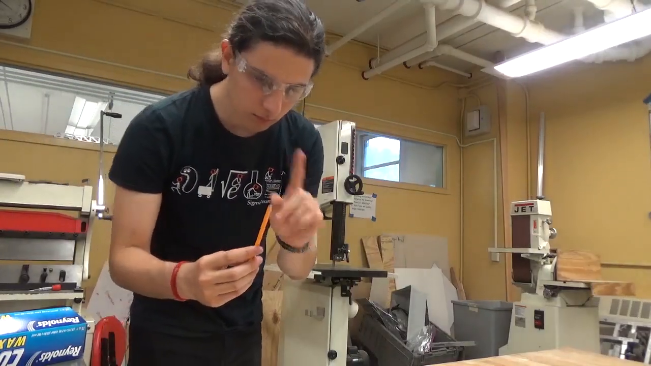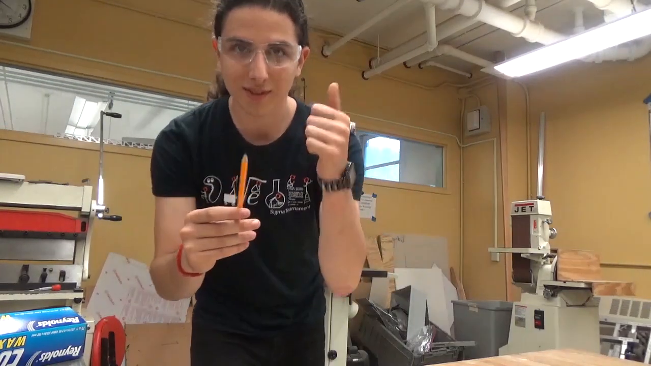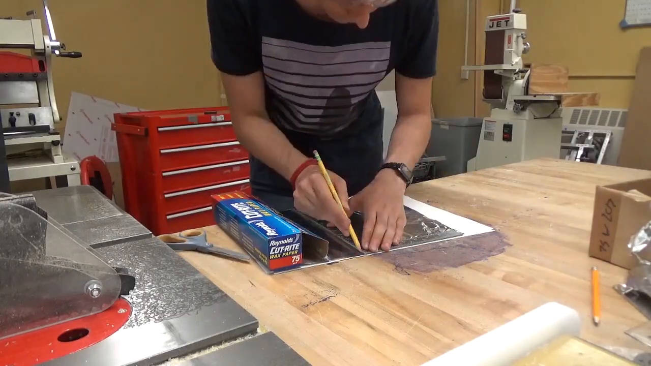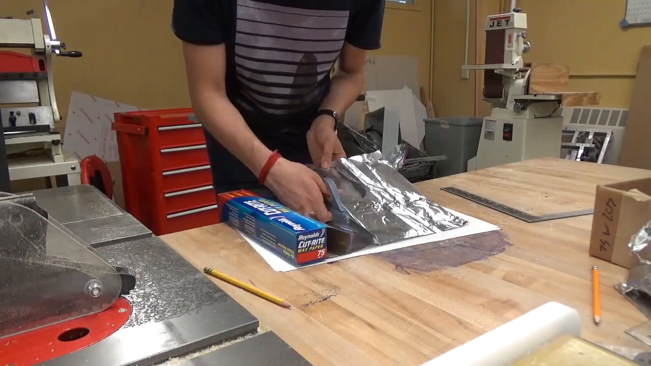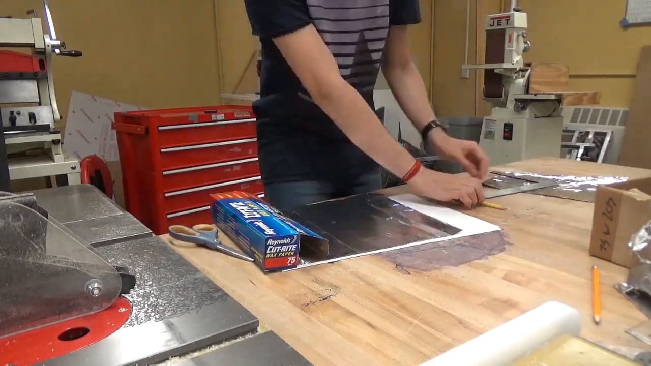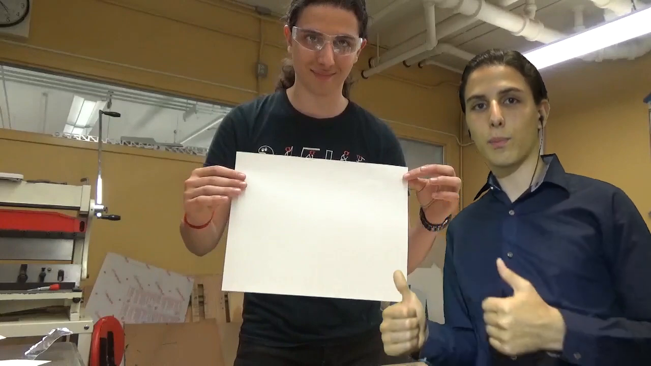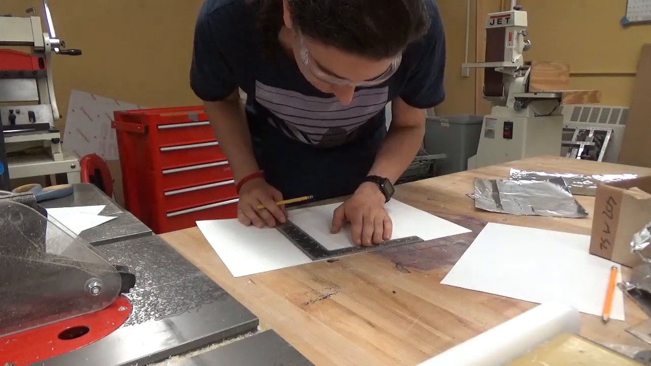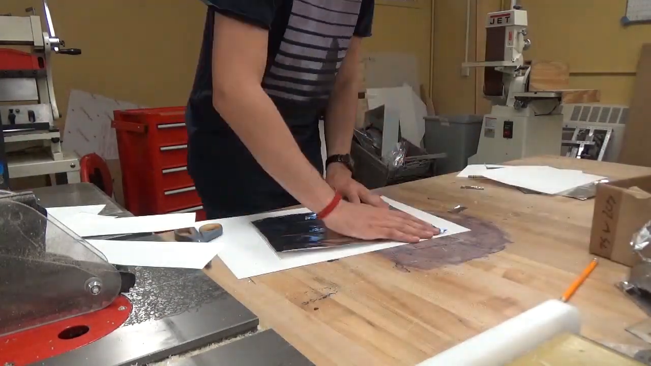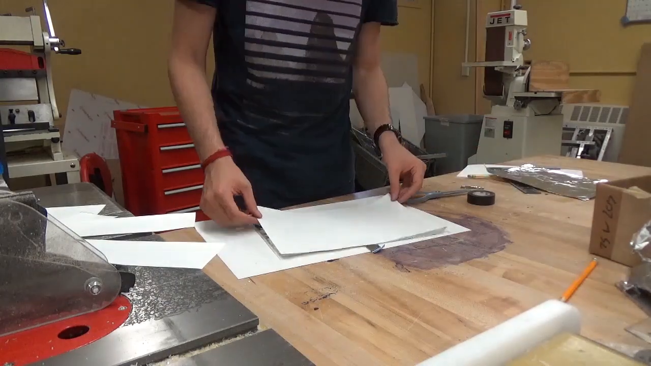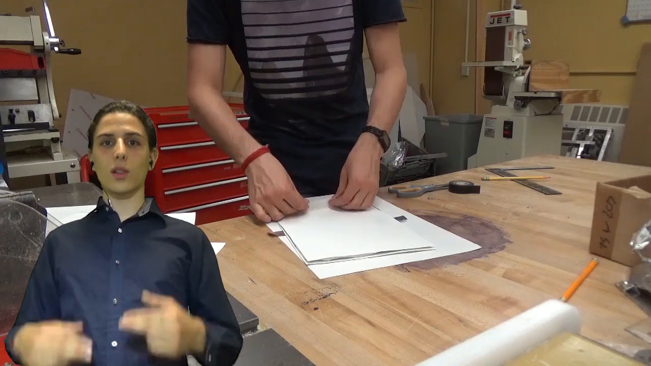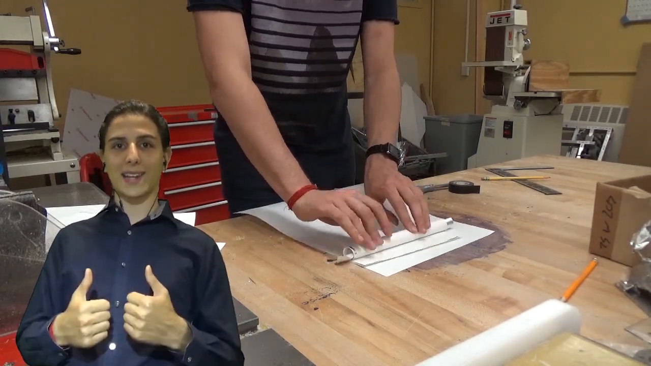Now let's build the capacitor. Pencil sharpened. Tin foil is a good capacitor plate. Paper is the perfect dielectric. Now let's roll it up for compactness.